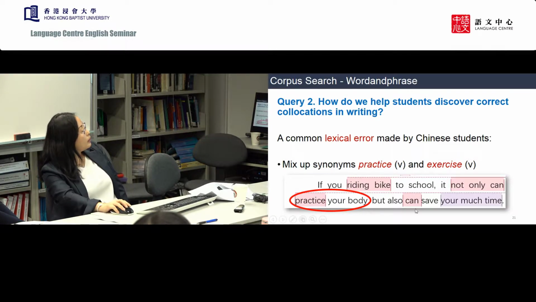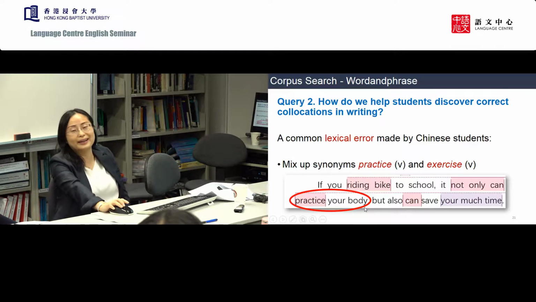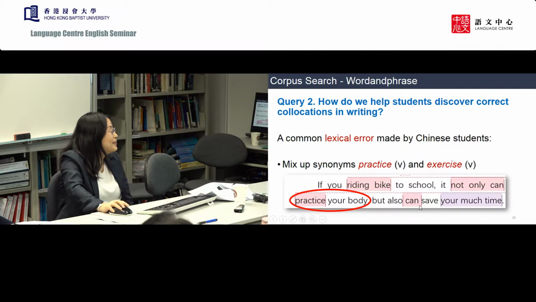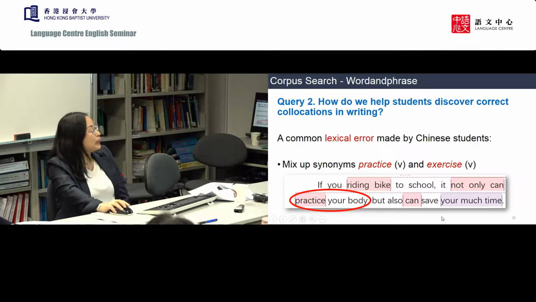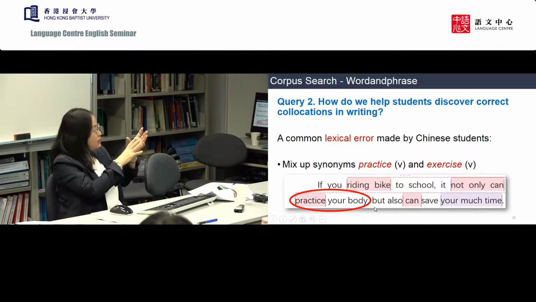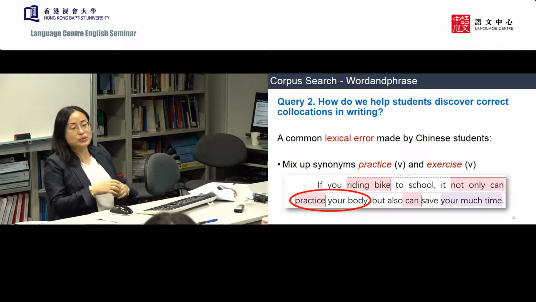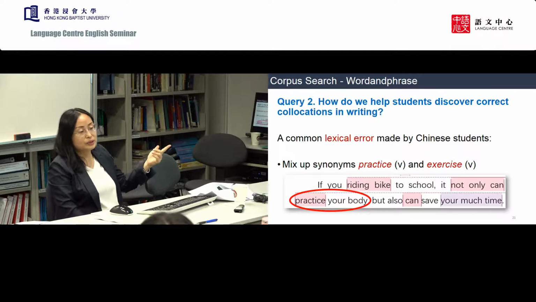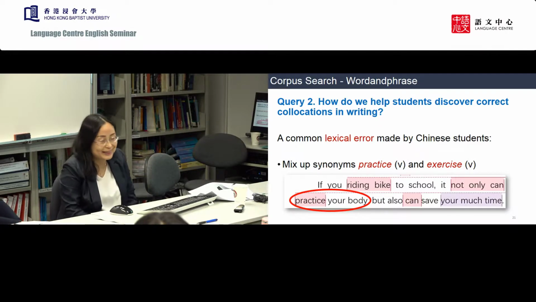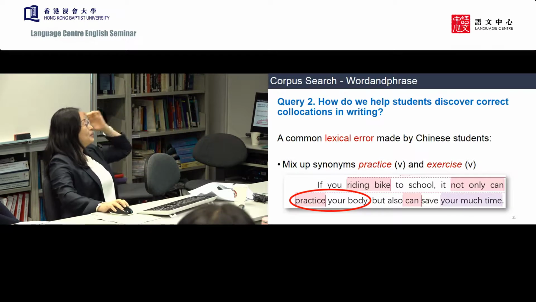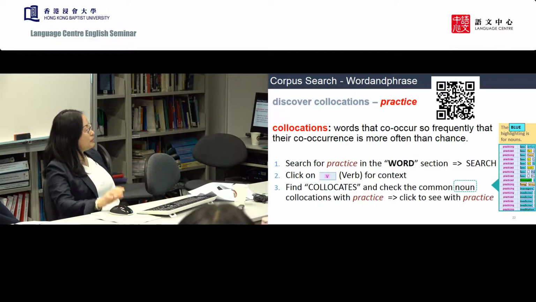For example: if you ride a bicycle to school, you don't only can practice your body, but you can save you much time. So "practice body" is a salient mistake here, right? As teachers, we would correct it immediately. But next time, perhaps they will write "practice your body" again. So we're going to use Words and Phrases to help them.